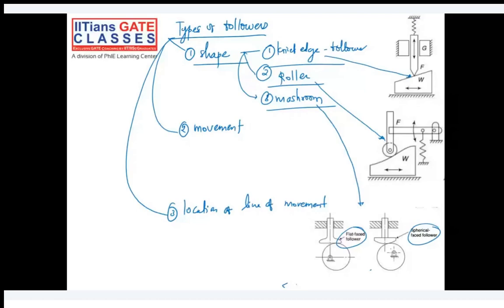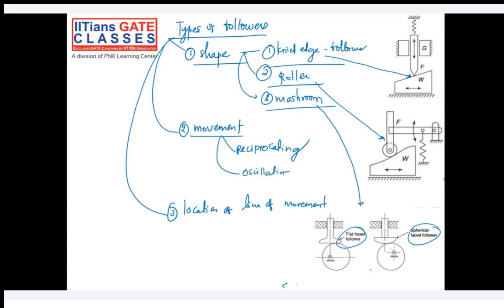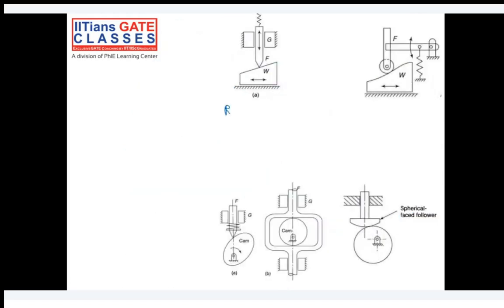coming towards another type of follower, which depends on the movement, either we can have a reciprocating follower or an oscillating follower. Okay, follower will either oscillate or reciprocate. So this is a reciprocating follower. Okay, we can clearly see it will have a reciprocating motion up and down, and here it is having an oscillation. So the follower will oscillate in this range. Okay, so this is an oscillating follower.